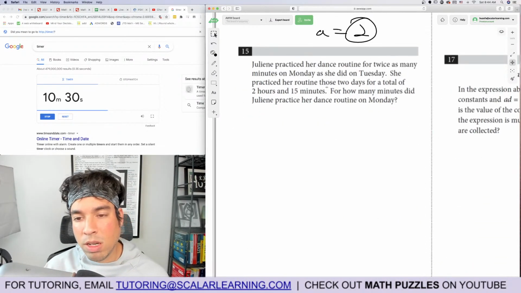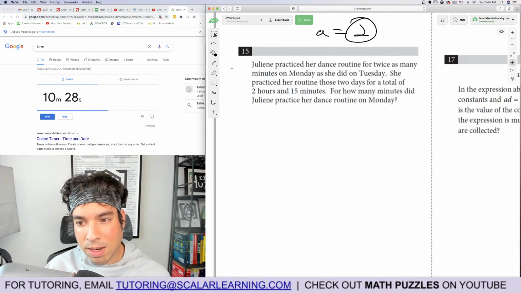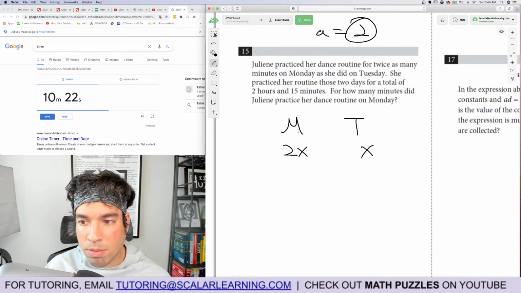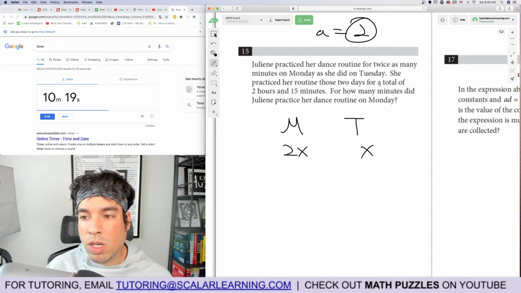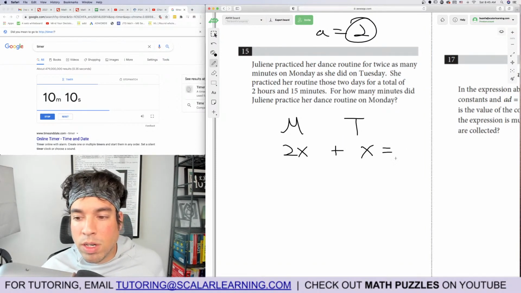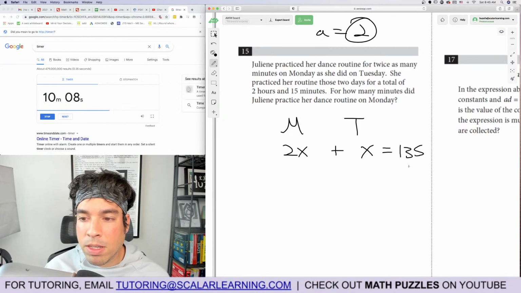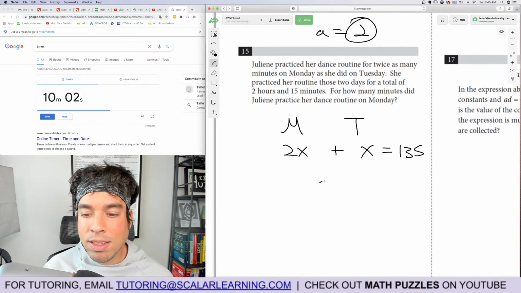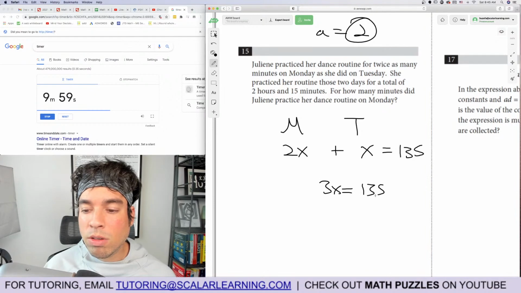Number 15, Julianne practiced her dance routine for twice as many minutes on Monday as she did Tuesday. So she did x on Tuesday, 2x on Monday. She practiced her routine those 2 days for a total of 2 hours and 15 minutes. AKA, if you add these together, I'm not going to mix the units, so it would be 135 minutes. For how many minutes did Julianne practice her dance routine on Monday? So we need to find the value of 2x. So add these together, I get 3x equals 135.